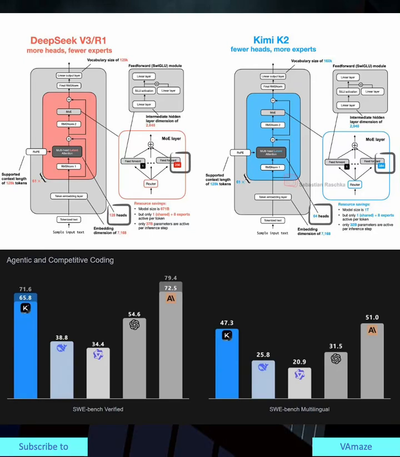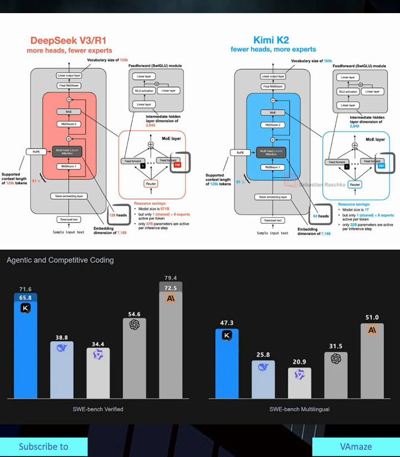DeepSeek V3R1 versus Kimi K2, Architecture and Performance Analysis. A tale of two AI philosophies, more heads versus more experts. The Great Architectural Divide. In the rapidly evolving world of large language models, two distinct philosophies have emerged, beautifully illustrated by DeepSeek V3R1 and Kimi K2. These models represent fundamentally different approaches to achieving AI intelligence, each with unique trade-offs and optimization strategies.